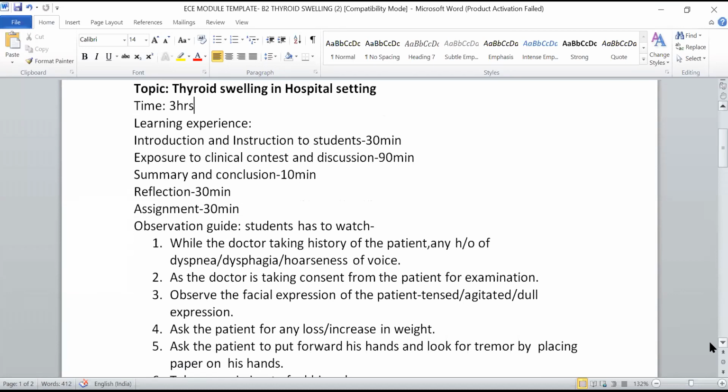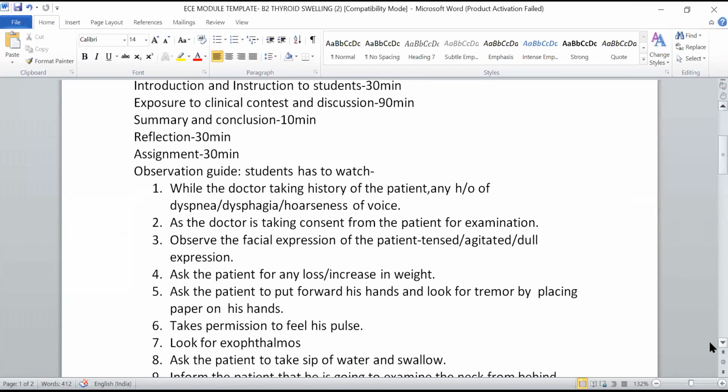The preclinical faculty gives a brief introduction about the topic and divides the students into small groups to visit the hospital, that is the general surgery ward, for better and early clinical experience. The preclinical faculty provides an observation guide to the students. The observation guide gives the role of the student once they visit the general surgery ward.